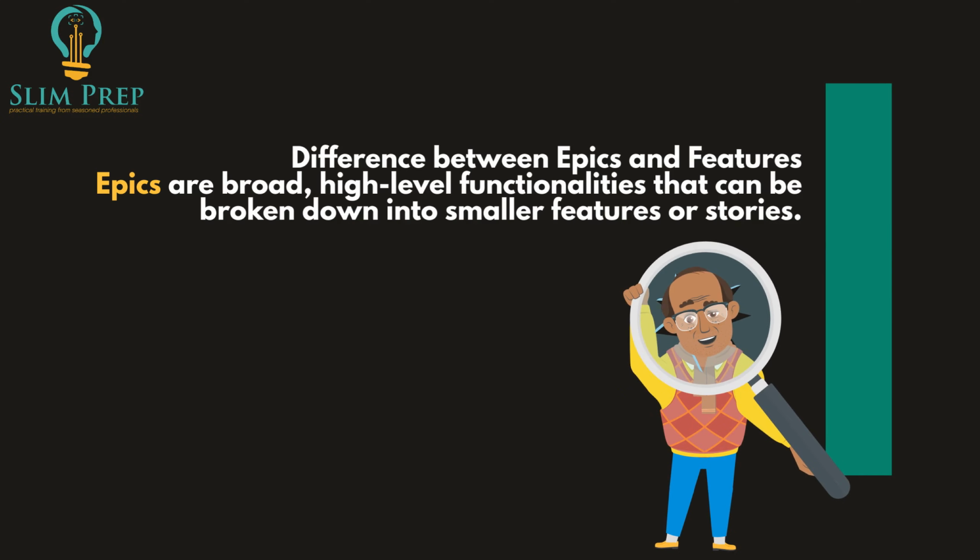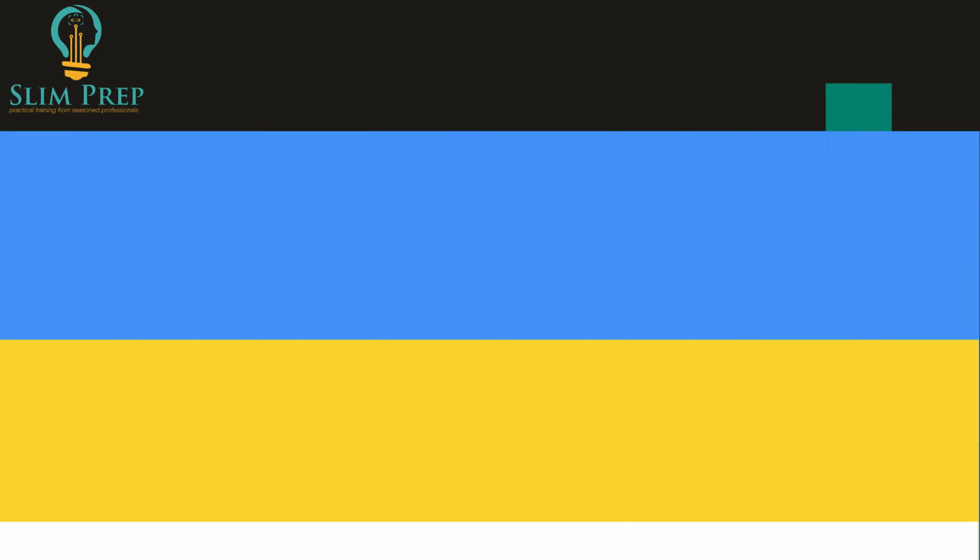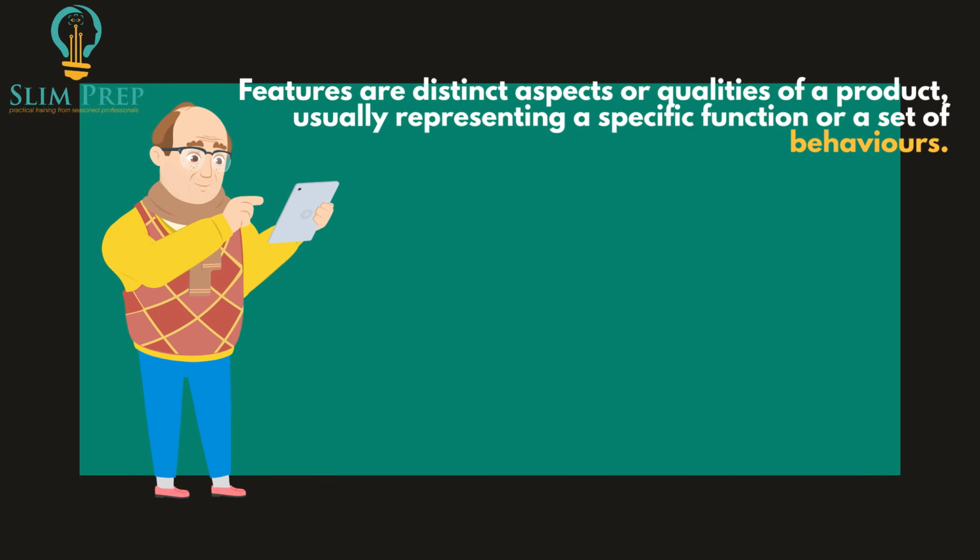Difference between epics and features. Epics are broad, high-level functionalities that can be broken down into smaller features or stories. Features are distinct aspects or qualities of a product, usually representing a specific function or a set of behaviors.